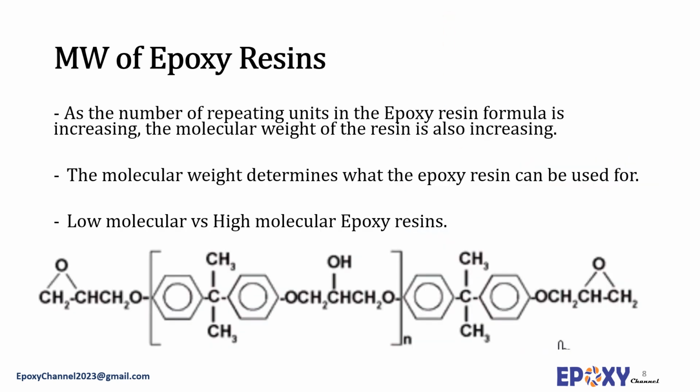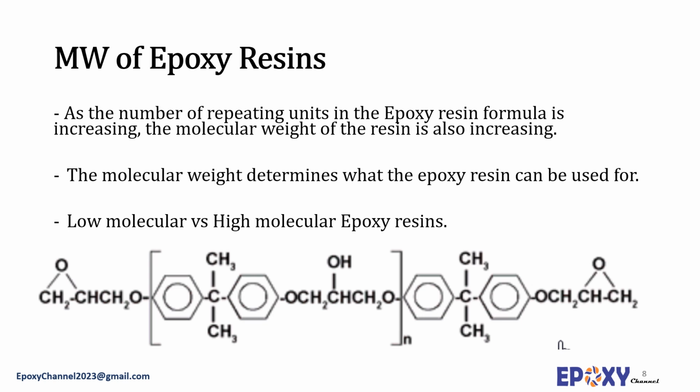As the number of repeating units in the epoxy resin formula is increasing, the molecular weight of the resin is also increasing. For this presented generic chemical structure, if n is equal to 1, the molecular weight is 624. For n equals 2, which means we have 2 repeating units, the molecular weight is 908, and so on. Each time n is increased by 1, the molecular weight increases by 284.